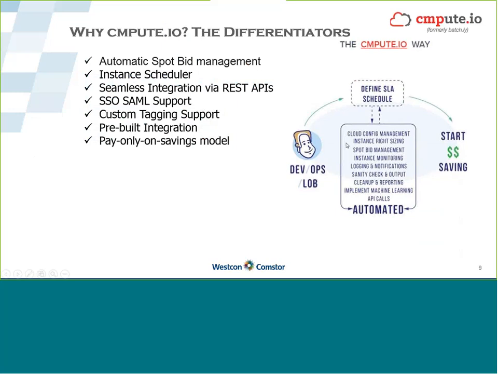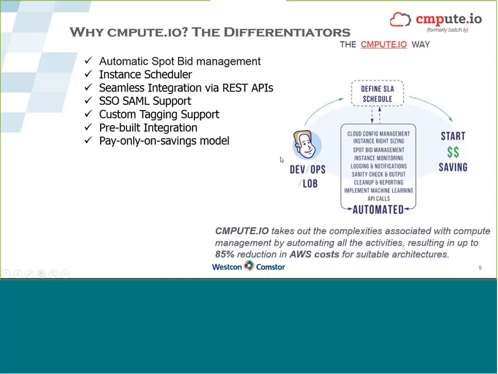Cloud configuration, instant right-sizing, spot bid management. That's a big time saver. If you can set times up to start and stop when you want to go to spot instances, that is a very big time saver. Monitoring, logging and notifications. These are all things that are automated by Cmpute IO.